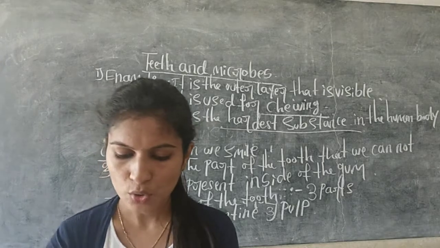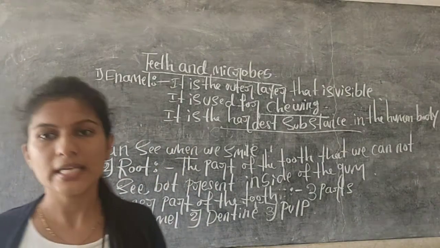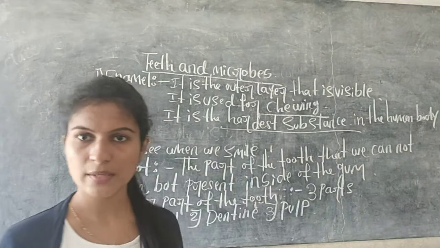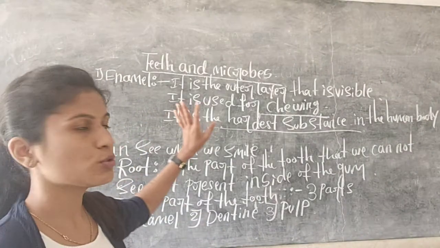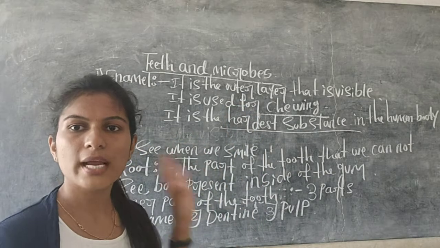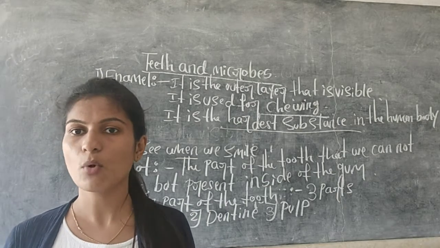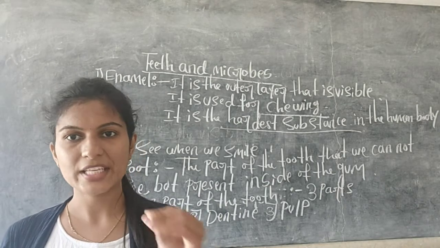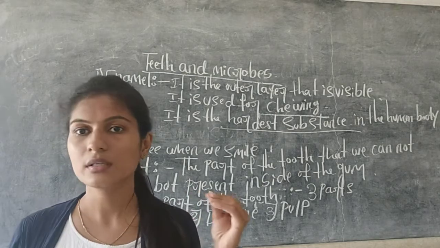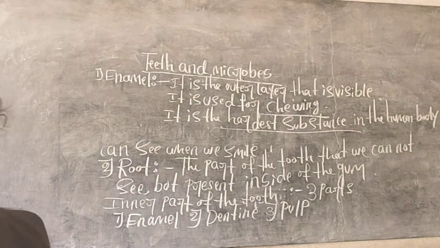So it is about the enamel, that is, it is the outer layer of the tooth that is visible, and it is used for chewing our food. Also, enamel is the hardest substance in the human body, but once it gets chipped, it won't get repaired naturally. So that is all about enamel.